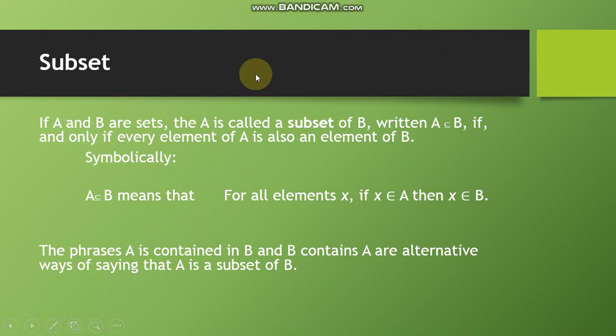We also have subset. If A and B are sets, then A is called a subset of B, written with this symbol, A and then this C-like symbol. This one is for the subset of B if and only if every element of A is also an element of B. In symbols, it means that for all elements x, if x is an element of A, then x is an element of B. What does that mean? A is called a subset of B.